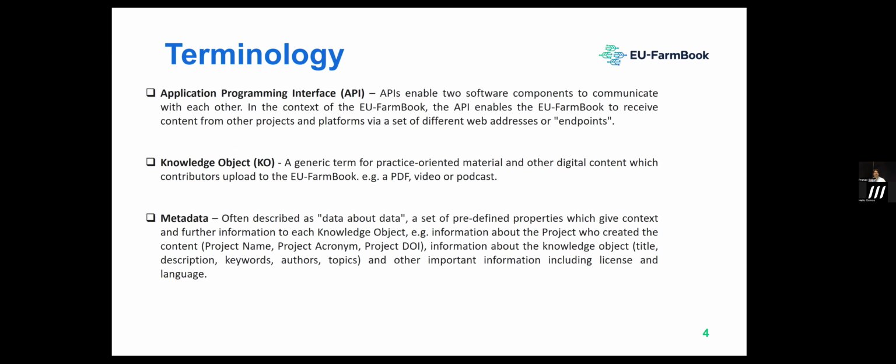So what is an API? An API enables two components to talk to each other, in layman's words, so that there is no need for a human to do everything manually. One component, for example your project, can talk to the EU-FarmBook without any manual intervention, or very minimal intervention, I would say. And how do these components talk? Using the endpoints. They're called API endpoints.